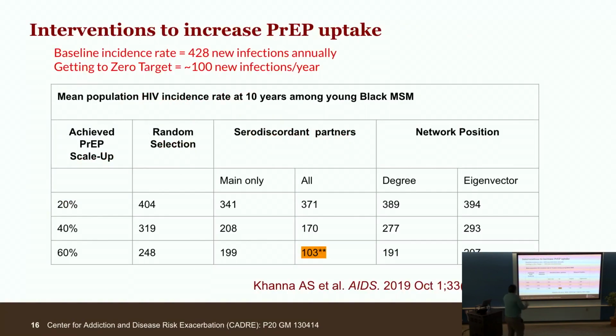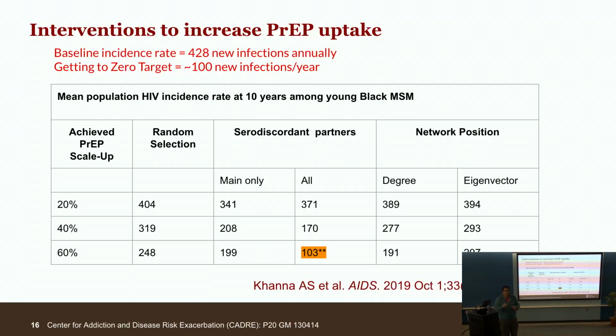So we ran a bunch of different interventions on the population. We looked at what would happen if we randomly gave out PrEP. We looked at serodiscordant partners. So if we were to identify in the population people who were HIV negative, but whose partners were HIV positive, and scale up our PrEP resources to provide PrEP to them first, versus if we did a network position type investigation.